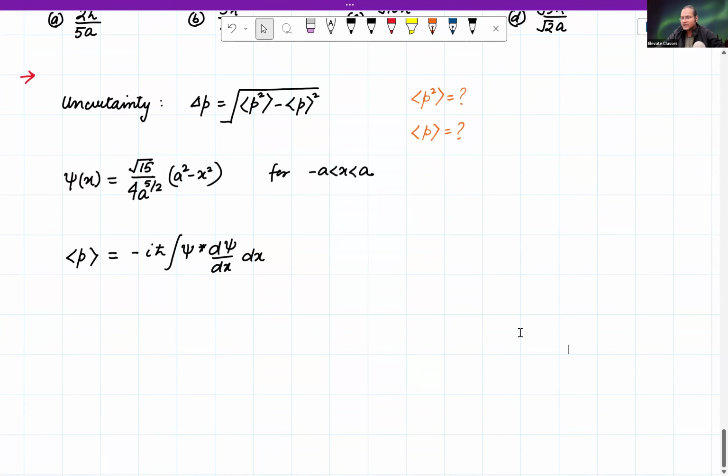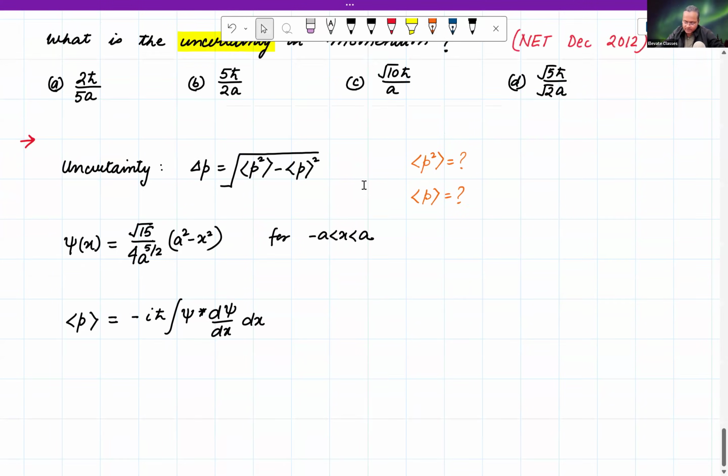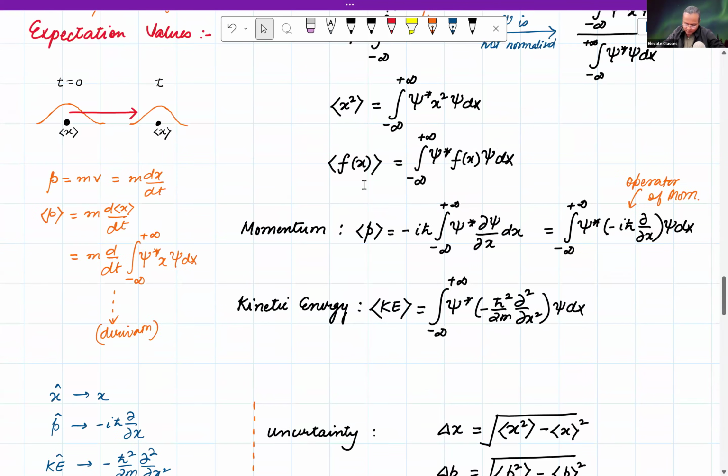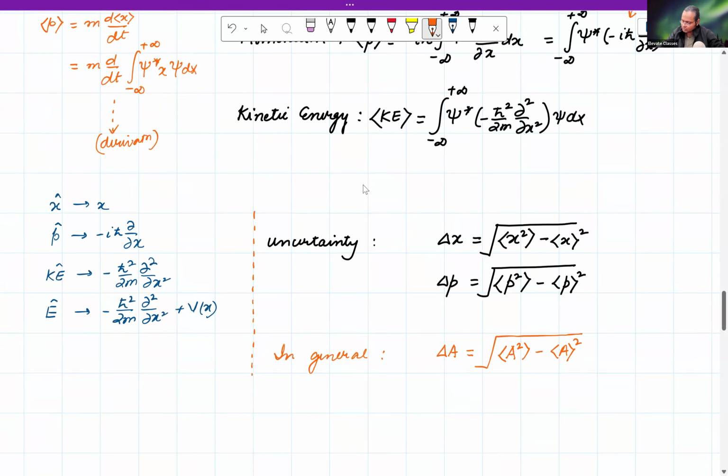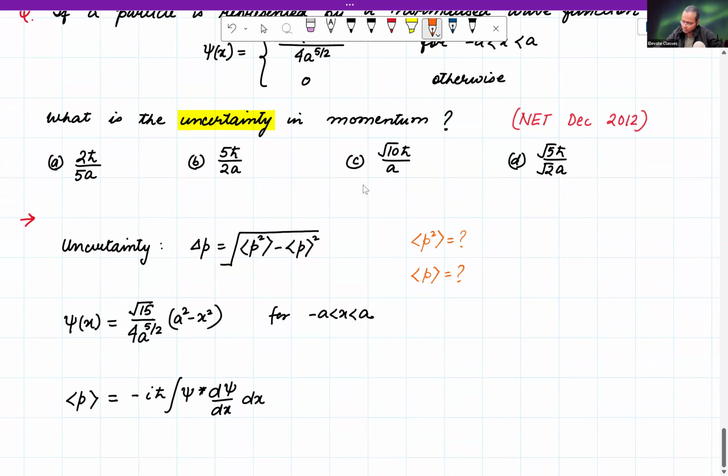आप चाहे तो इसको कैलकुलेट कर सकते हो, बट यहाँ पे हम ये भी यूज़ कर सकते हैं कि मैंने आपको स्टार्टिंग में ही बताया था that the expectation value of momentum is nothing but this particular quantity, है ना? So the expectation value of momentum is what? Expectation value of momentum is m times the time derivative of the expectation value of x.